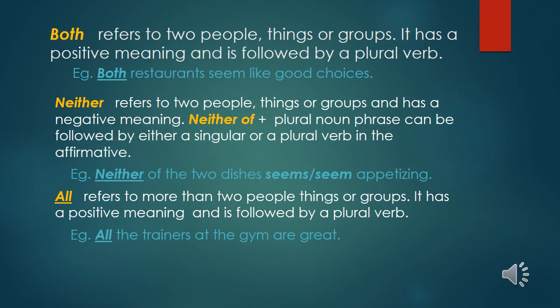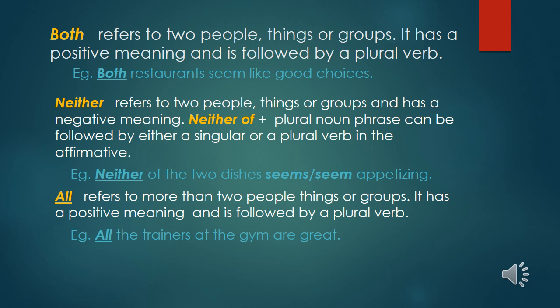Both refers to two people, things, or groups. It has a positive meaning and is followed by a plural verb. Both restaurants seem like good choices. Neither refers to two people, things, or groups and has a negative meaning. Neither of plus plural noun phrase can be followed by either a singular or a plural verb in the affirmative. Neither of the two dishes seems appetizing.